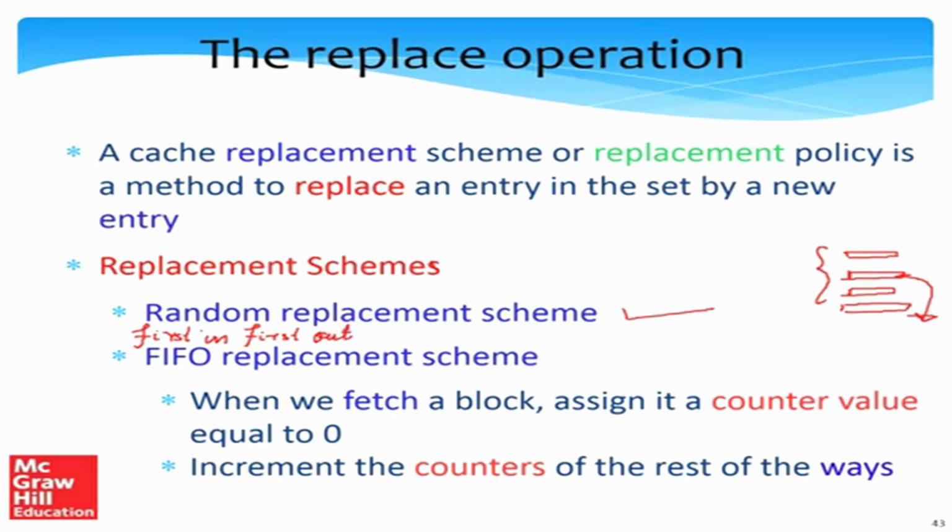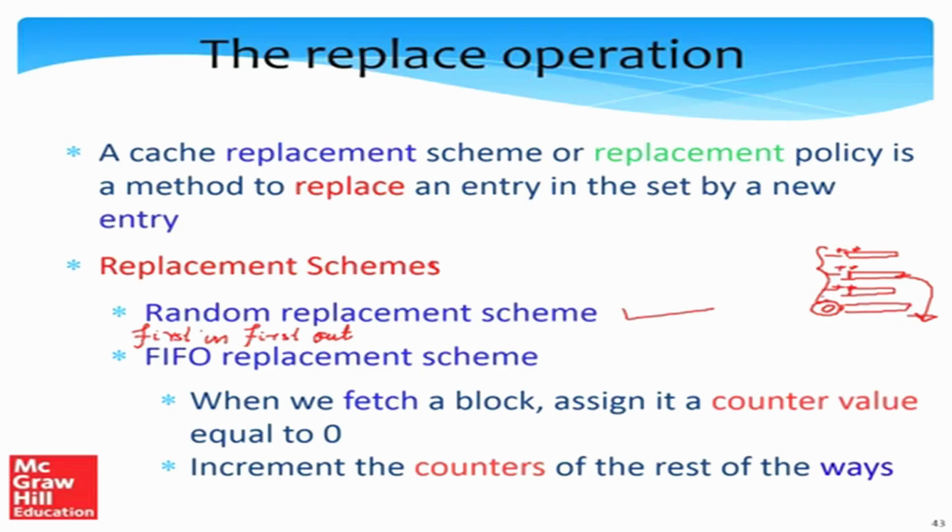So in this scheme, when we fetch a block, we'll assign it a counter value equal to 0. And for the rest of the ways, we'll keep a counter with every way in the tag array. So when we fetch a block for the first time, we'll keep its counter as 0. And we'll increment the counters of the blocks in the rest of the ways in the set. So how do we know which block came first? It's the one that has the highest counter.